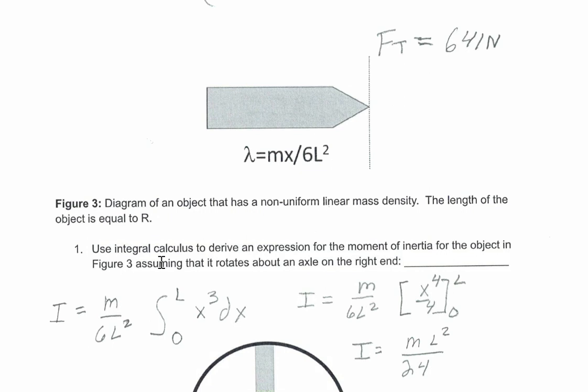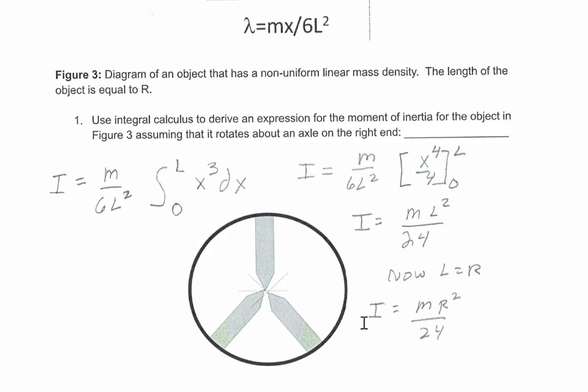Now, of course, I'm going to integrate that. x cubed is x to the 4th divided by 4. I'm integrating that from 0 to L, the length of the entire spoke. And then I'm just going to put L in there, and then I will easily get L to the 4th divided by 4. And that becomes ML squared over 24 once I cross my L squareds off and multiply by 6 times 4. Now, our final answer then is MR squared over 24.